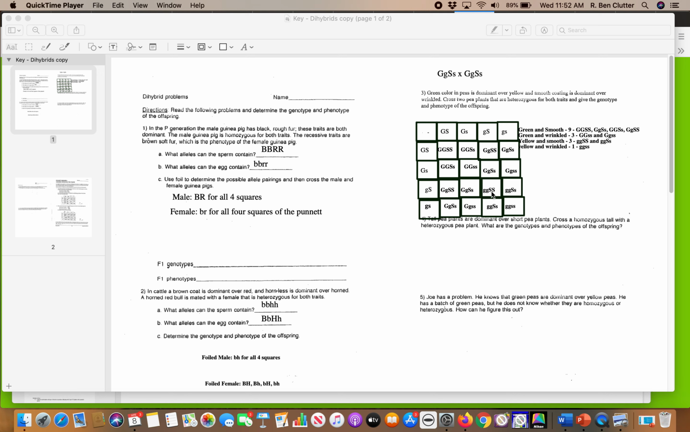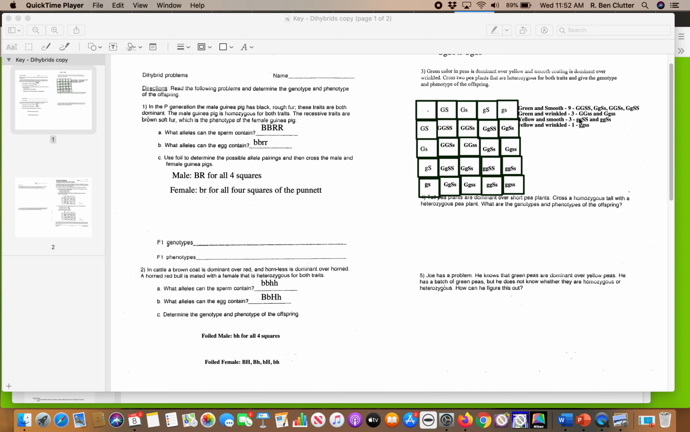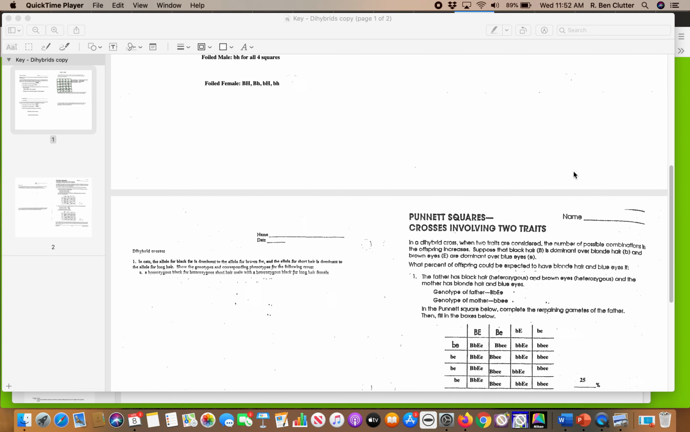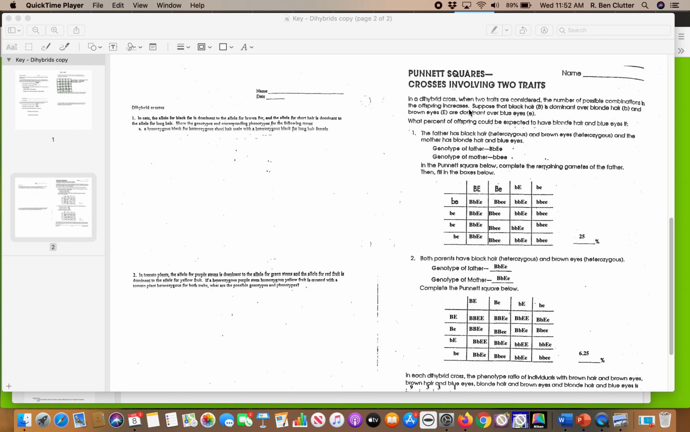This one is yellow smooth. This one is also yellow smooth. Green smooth. This is green wrinkled. This is yellow smooth. And here we have our yellow wrinkled. So that is correct. It's a 9-3-3-1 ratio. All right, come down here.